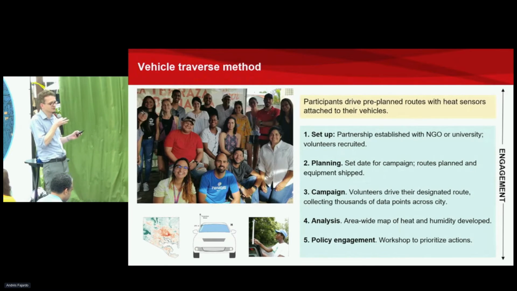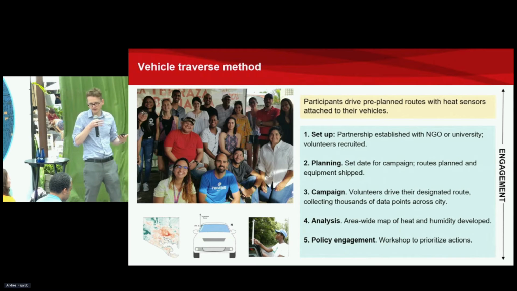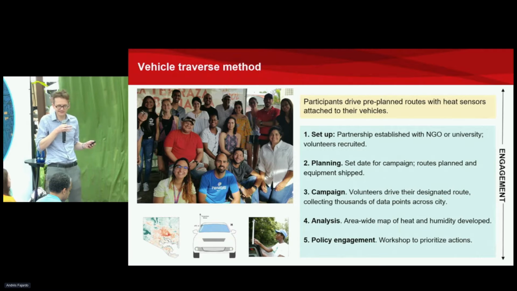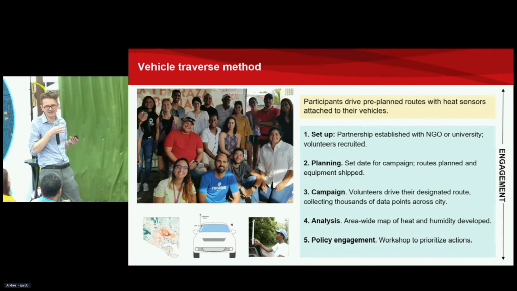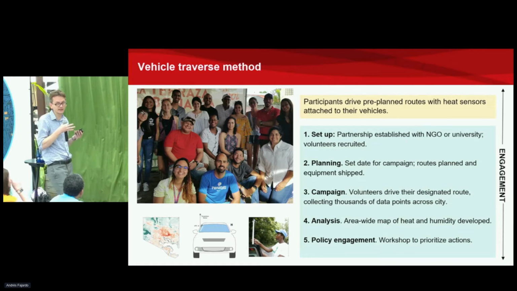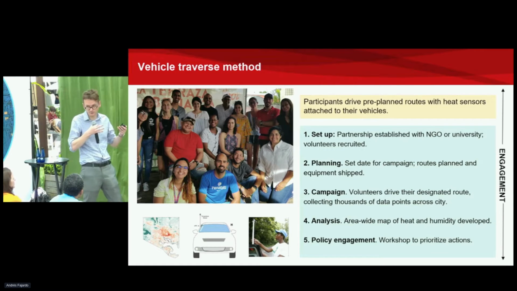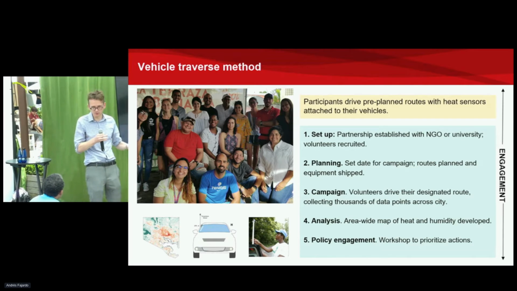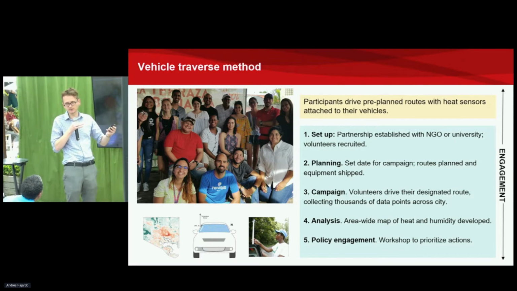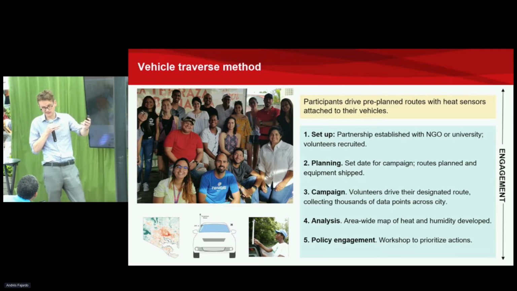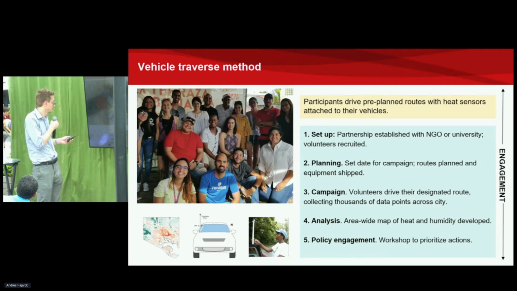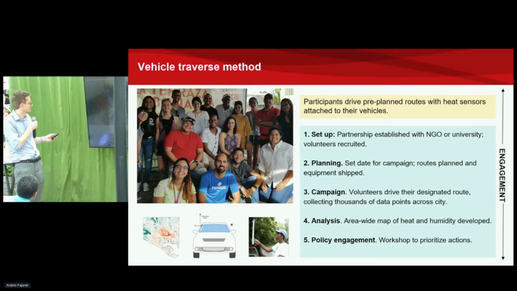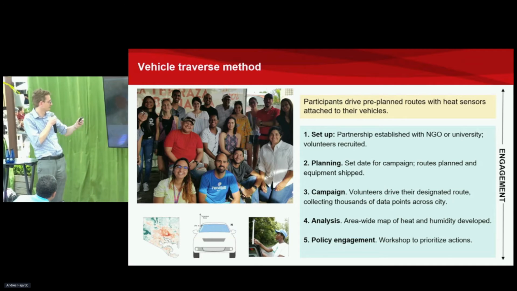The vehicle traverse method that was first applied in Germany in the 1920s is incredibly helpful today, and it's being used to very great effect, particularly in the United States, where NOAA has sponsored an annual program in which cohorts of cities are supported to mobilize volunteers and get people out in their own cars with heat sensors and make maps of their city's heat. And the process looks pretty much like this.